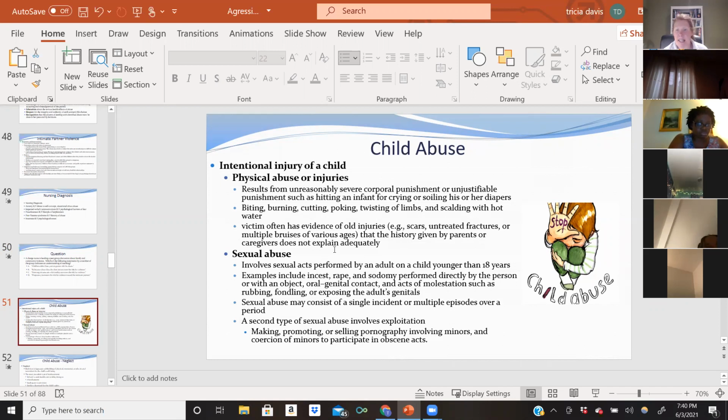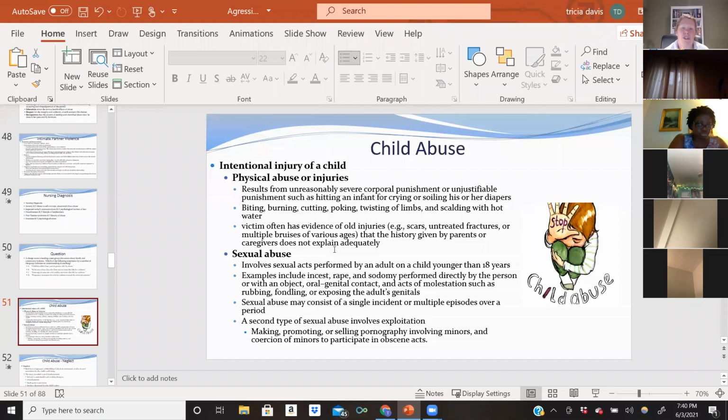Crying is the only way of communicating for an infant, and soiling a diaper is a common finding that we would expect in a child. Other unjustifiable punishments we can see include biting, burning, cutting, poking, twisting of the limbs, and scalding children with hot water.